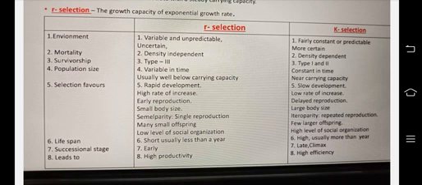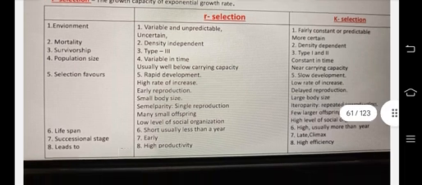Population size constant in time, near carrying capacity. Selection which is slow development, low rate of increase, delayed reproduction, large body size, heteroparity, repeated reproduction, few larger offspring, high level of social organization, high lifespan, usually more than a year, successional stage, late climax stages, leads to high efficiency.